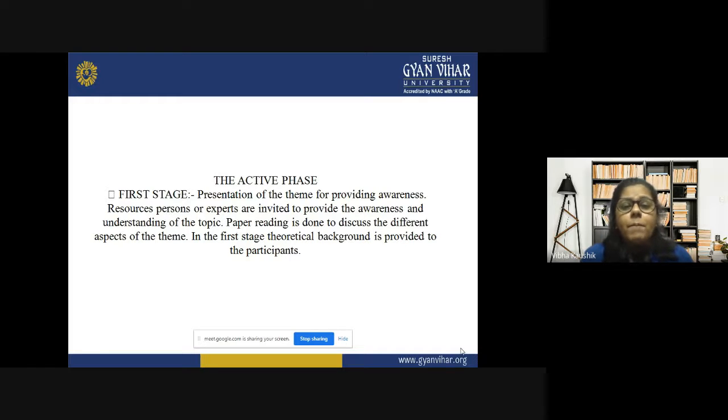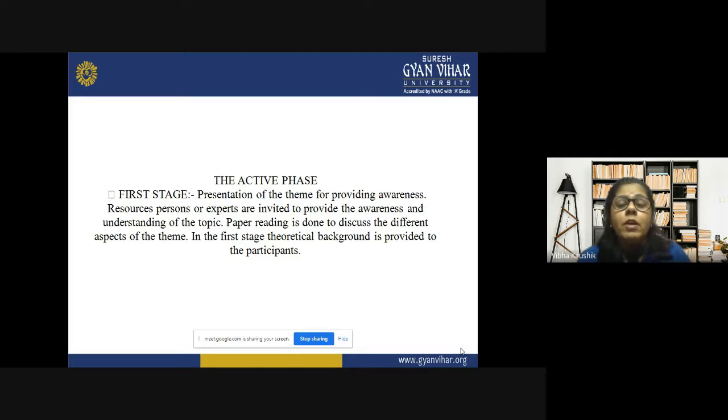Now the first stage, presentation of the theme for providing awareness. Presentation of theme means you have to present that this is the theme on which we are going to organize our workshop, because it will act as providing awareness among the participants. Resource persons or experts are invited to provide the awareness and understanding of the topic. If you have decided that you will organize a workshop, then you also have to call the resource persons or experts of that particular field, so that they are invited to provide the awareness.